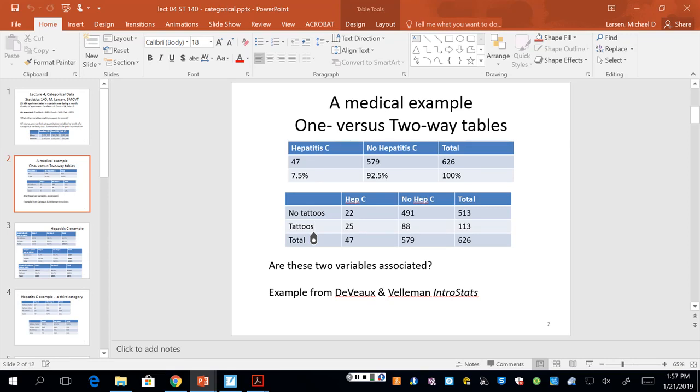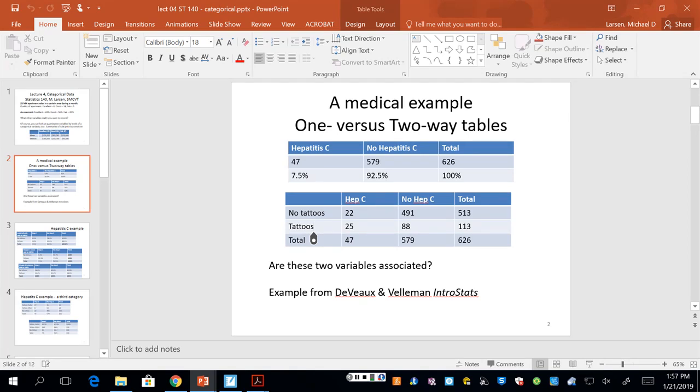Why does it seem like they're related? Well, there's far less people with tattoos, and they still have the same amount of people getting Hep C, so it seems like the correlation's pretty high there. Yeah, right. So they had about the same number of Hep C, 22 and 25, but there were so many more people with no tattoos that it's happening at a lower rate, right? So you could focus on that, right?